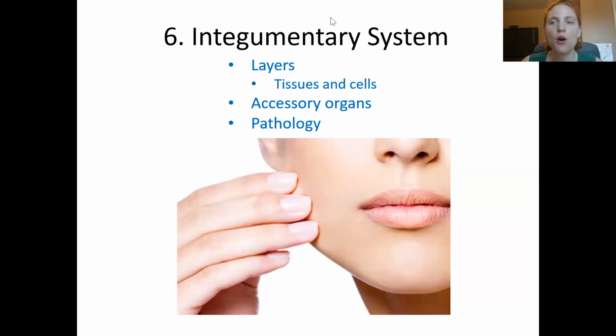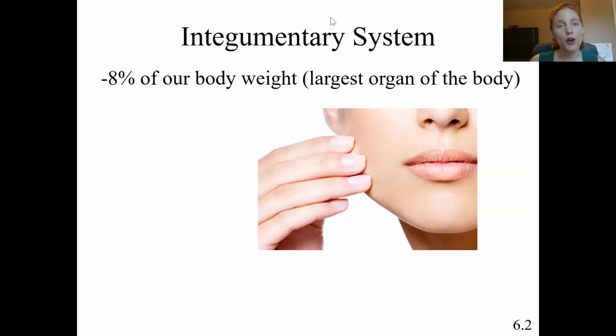Everyone, we are now on to the integumentary system. So to start off with, let's talk about what does that mean? What organs are included in the integumentary system? The biggest part of the integumentary system is going to be your skin. And yes, the skin is an organ.